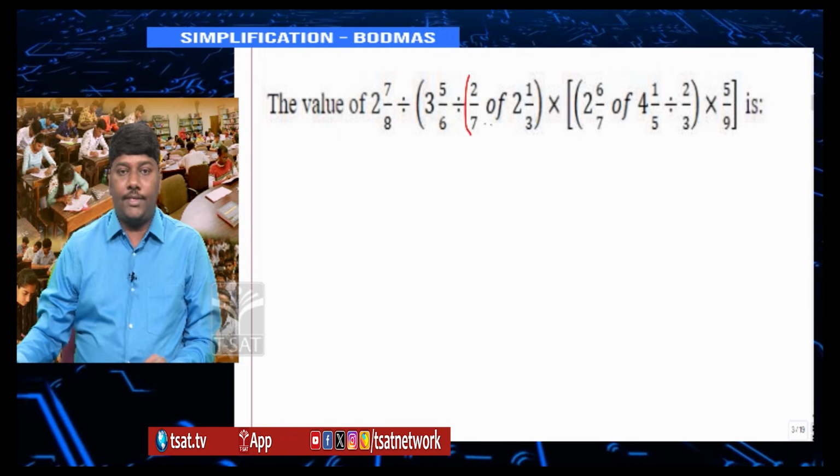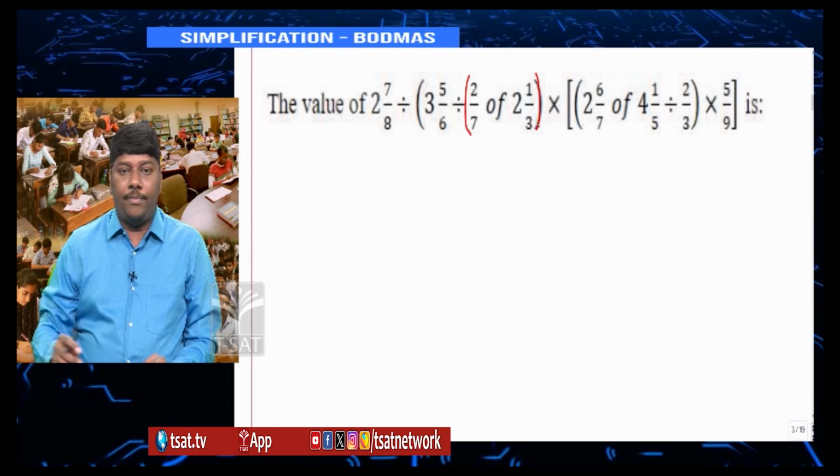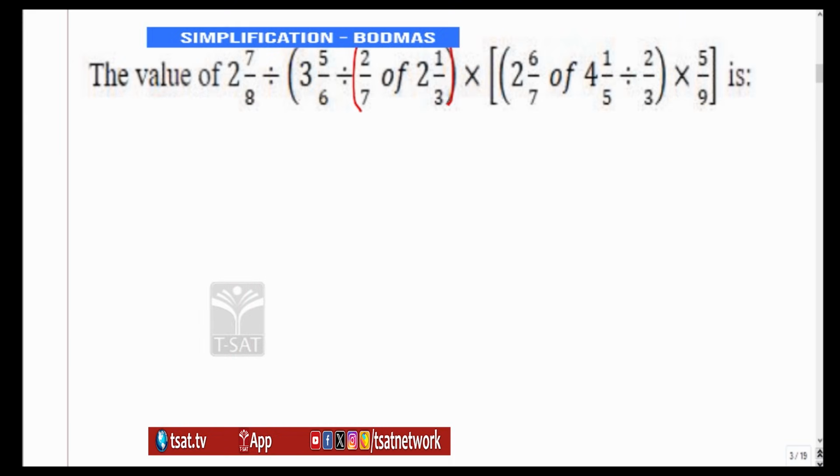So 2 by 7 of this 2 1 by 3. 2 1 by 3 is 7 by 3. So 2 by 7 into 7 by 3 gives me 2 by 3 here. So this becomes 2 by 3. So I am directly writing it as 2 by 3. So 18, 23, 23 by 6.